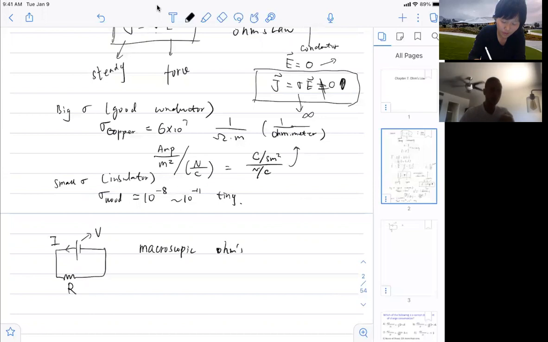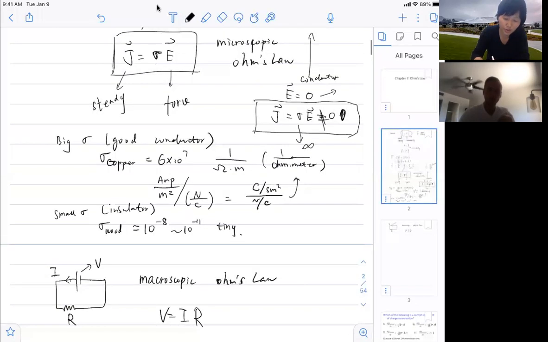So if you use a voltmeter to measure voltage, and you use an ammeter to measure current, how do they relate? V equals IR. Yes, that is the Ohm's law we're familiar with. That is macroscopic Ohm's law. And I want to show that it is essentially what the microscopic Ohm's law is talking about. They're just using different physical variables.